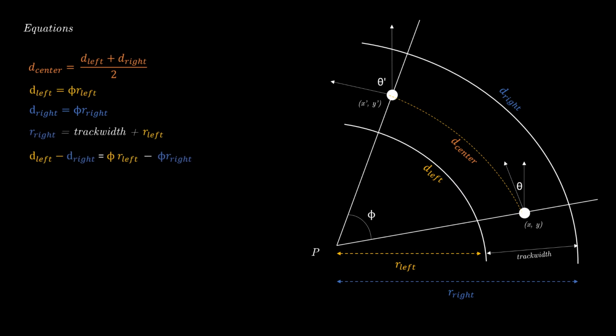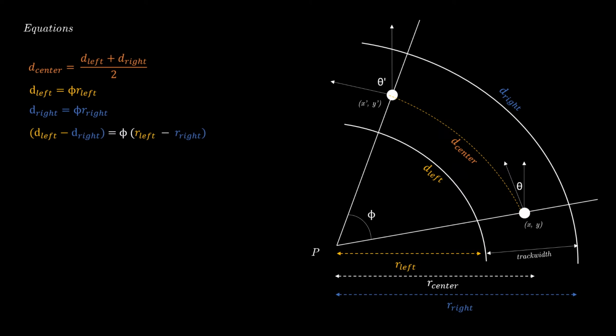We can do a simple addition by adding r left to both sides of our previous equation, so we get r right is equal to track width plus r left. The next step is a subtraction of our second and third equations from each other, which is already shown as the equation on the very bottom. This bracket just shows the two equations I was talking about. Next, factor phi out on both sides, so you'll get the following equation. From this equation, you can substitute in track width for r right minus r left because we defined this previously. Then divide both sides by track width to isolate the value of phi.